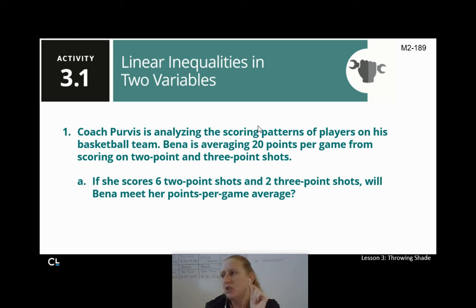Now, as Coach Purvis is analyzing, he's noticing a few things. She's averaging 20 points per game. So, question A, if she scores 6 2-point shots and 2 3-point shots, will she meet her points per game average? Go ahead and hit pause, just do the math real quick, and then hit play to keep going.